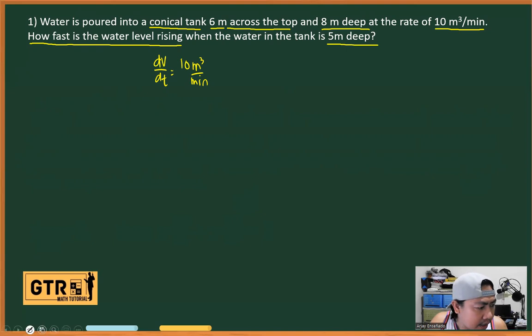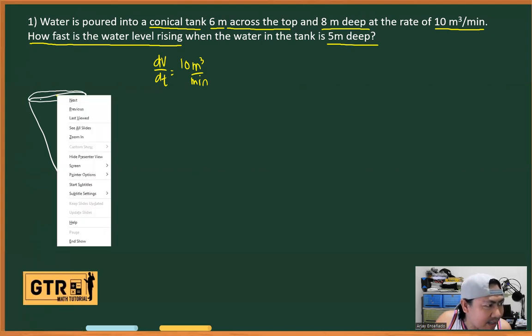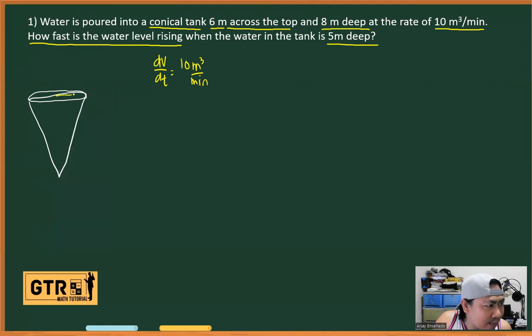So drawing natin ang cone natin. So ito yung cone. Kunwari na lang maganda, perfect yung cone natin. So ayan yung cone natin. So ilagay natin yung mga given natin. So ang given natin sa cone ay 6 meters daw across the top. So 6 meters across the top, so ibig sabihin, ang radius natin ay 3 meters lang, kasi yung buo ay 6. Then given din ang height natin, 8 meters deep. So ang height nitong cone natin ay 8 meters.